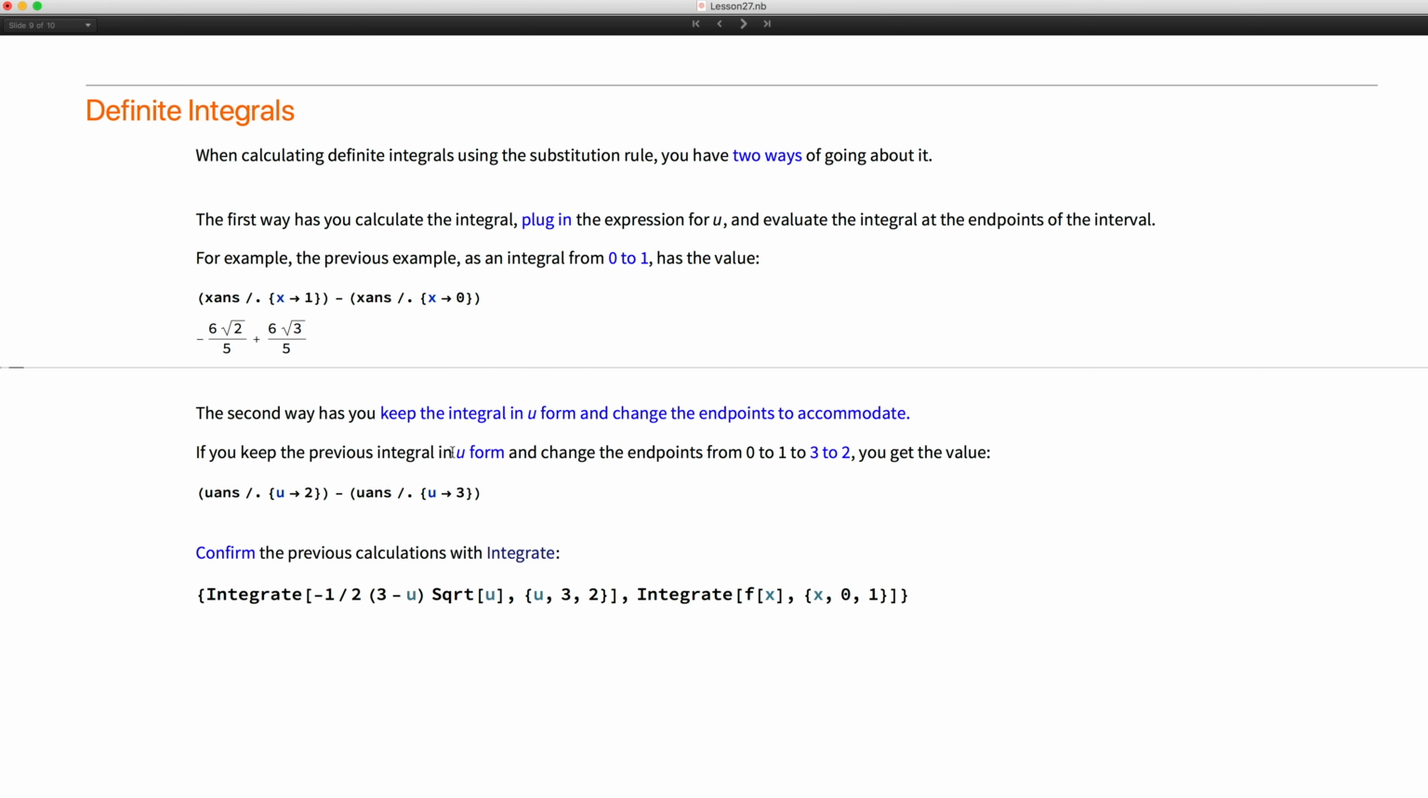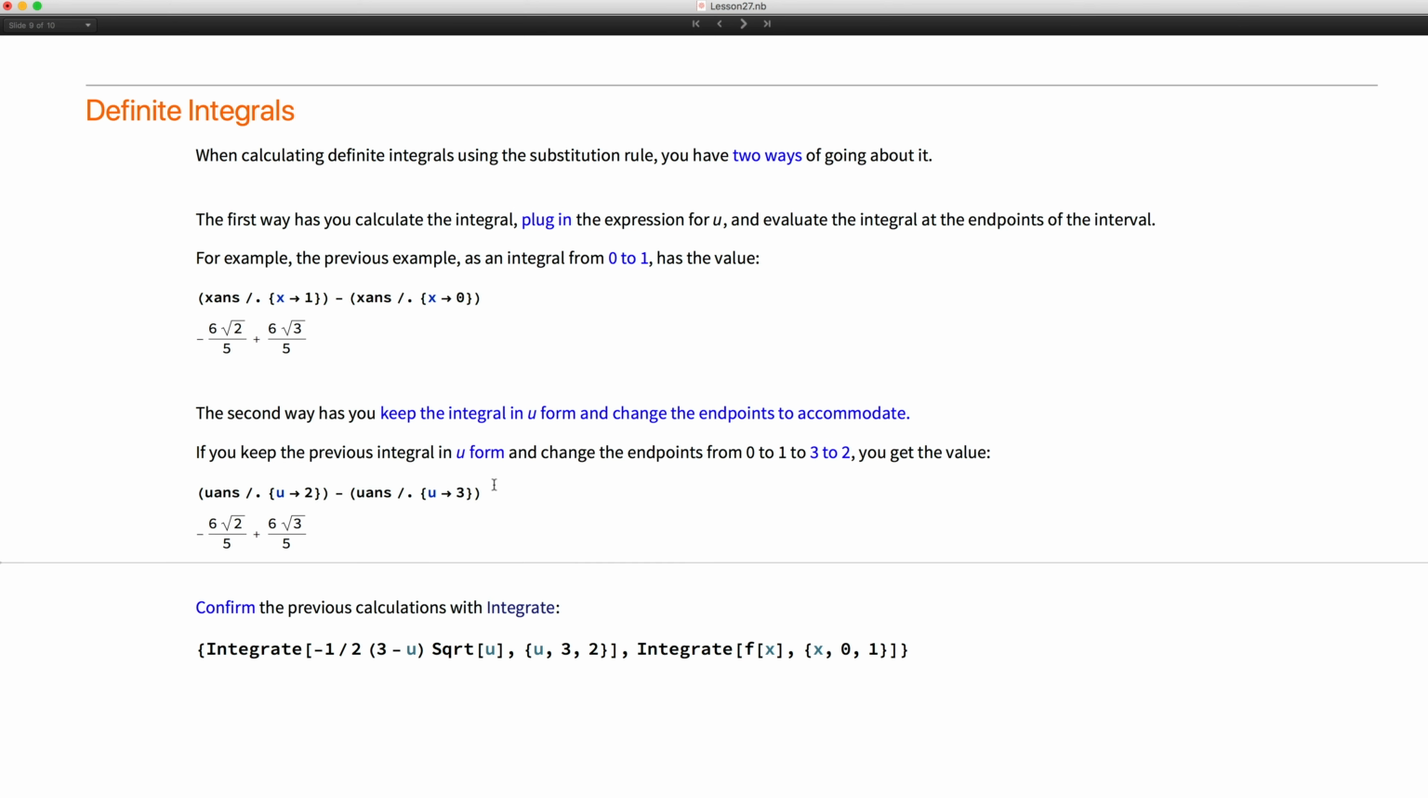But you can also keep the u form. And if you do that, you've got to be careful because when x goes from 0 to 1, then u goes from 3 to 2. That's because u is defined in terms of x. So here's the answer again from the u method, and you get back just the same result, and you can check it all with Integrate, and you have the first answer is the u answer going from 3 to 2, the other one's from 0 to 1 for x, and you get back the same result in both the cases.